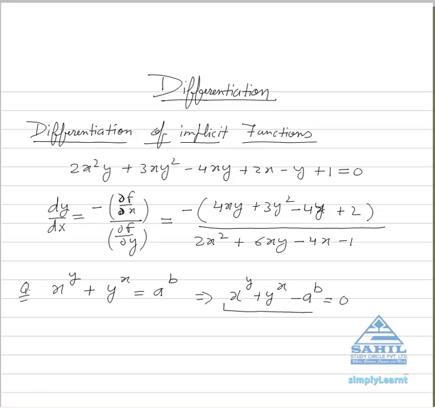So this whole part becomes f(x, y), that is, a function of x and y. Then what is the value of dy/dx? It is equal to minus (∂f/∂x) upon (∂f/∂y). Now keep in mind that right now y is a constant. Now if y is a constant, then the differentiation of x raised to power y will be y into x raised to power y minus 1, plus y raised to power x.